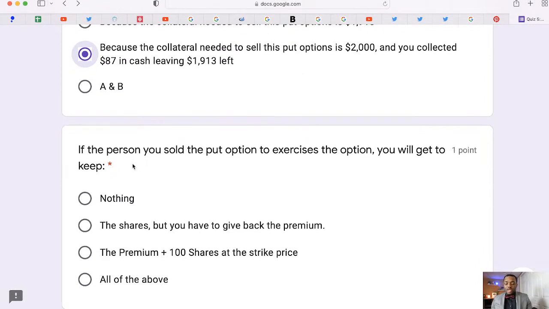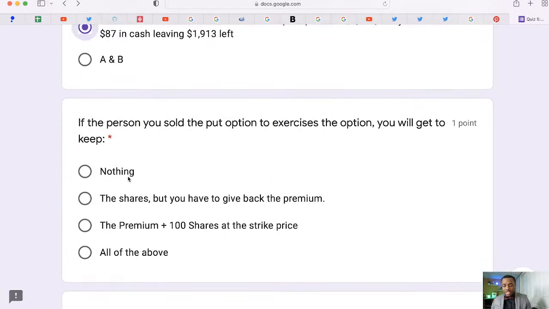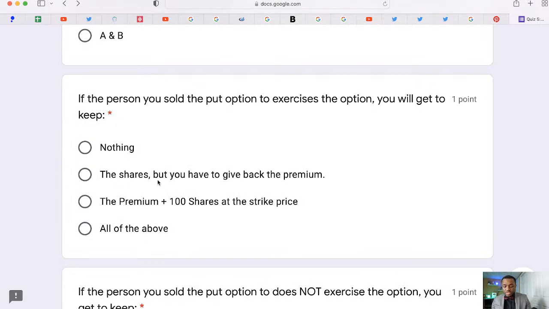So here we go. If the person you sold the put option to exercises the option, so you sell a put, and what if they decide to actually use that contract? You will get to keep what? So you get to keep nothing? No, you do get to keep something. You get to keep the shares, but you have to give back the premium.